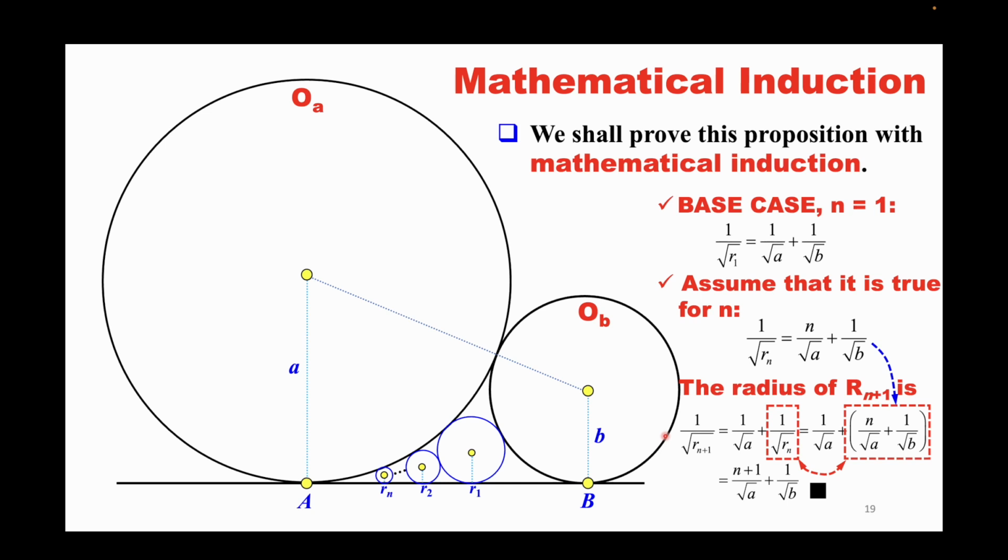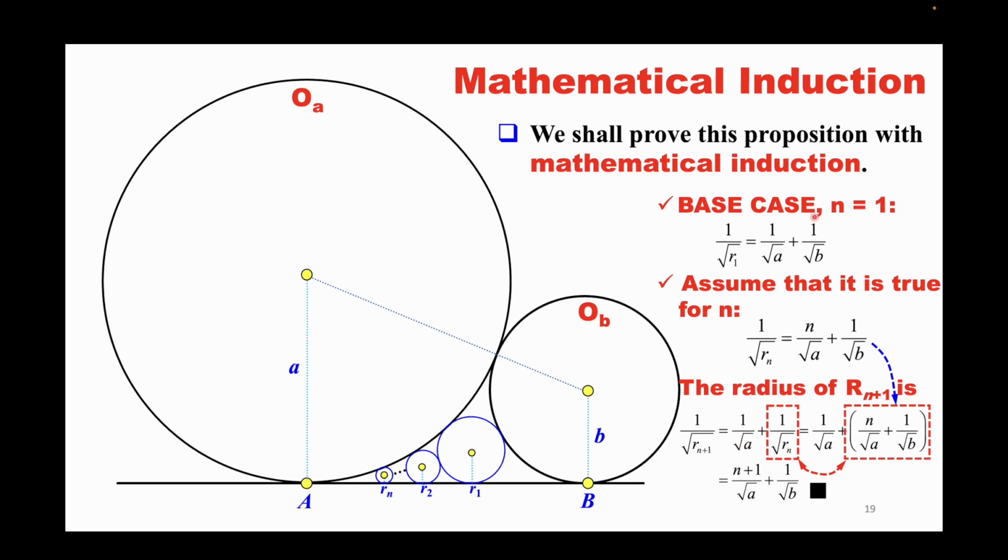So let's say in a mathematical induction, we have n equals 1, which is the initial case. And then we assume the relation is true for n. From what we have learned, we prove that the similar relation is also true for n plus 1.